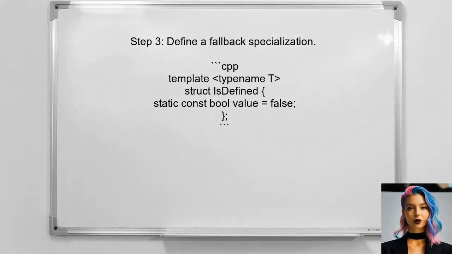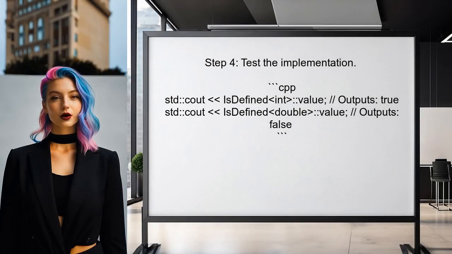Now the user needs to define a fallback specialization for all other types. This will set the value to false if the type is not defined. Finally, the user can test the implementation by checking the value of isDefined for different types. This will confirm whether the specialization exists.